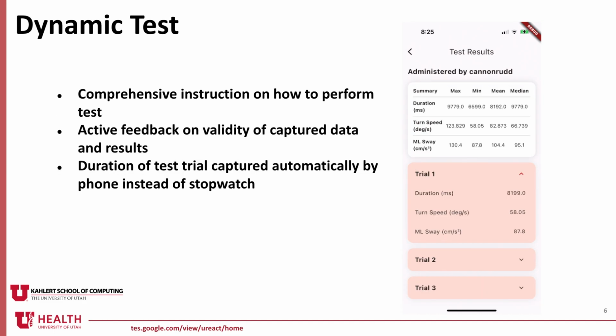The final balance test that we implemented was the dynamic test. To perform this, you would again put the phone or device on somebody's lumbar or back and have them walk in tandem on a line for approximately 5 meters, turn around 180 degrees, and walk in tandem back to the starting point. The improvements that we made to this process and that the app assists with is we give the clinicians comprehensive instructions on how to perform this test. We also give active feedback about the validity of the results and if we need to restart the trial. And we automatically time the duration of the trial, which used to be done with a stopwatch separate of the sensors.